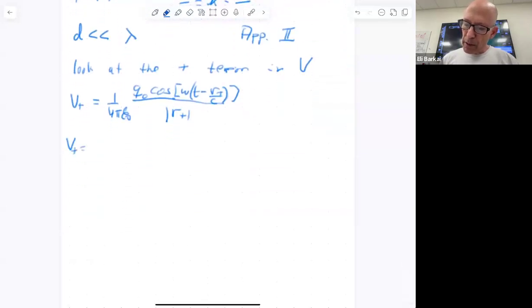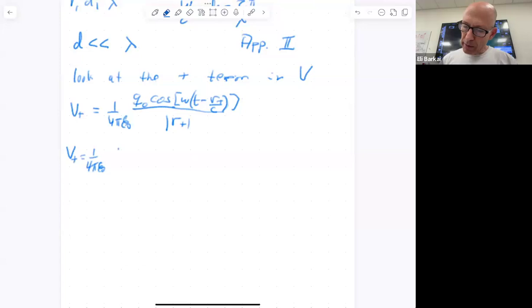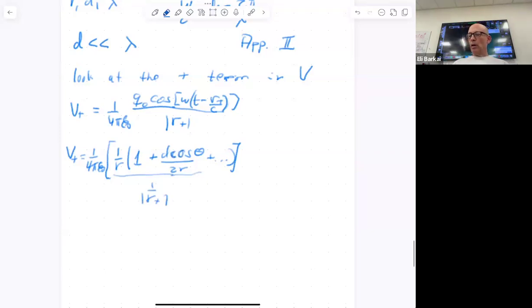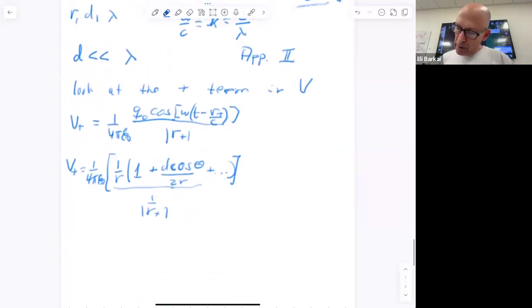So what is V plus? Okay, 1 over 4 pi epsilon 0. And now I need to expand 1 over r plus. So what is it? Let me write it down. It's 1 over r times 1 plus d cosine theta over 2r, plus more terms. So all this is 1 over r plus. Okay? I expanded this.